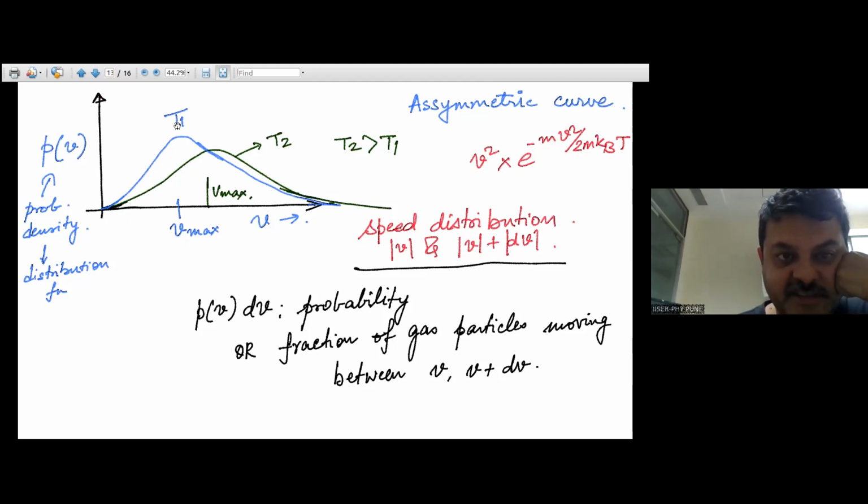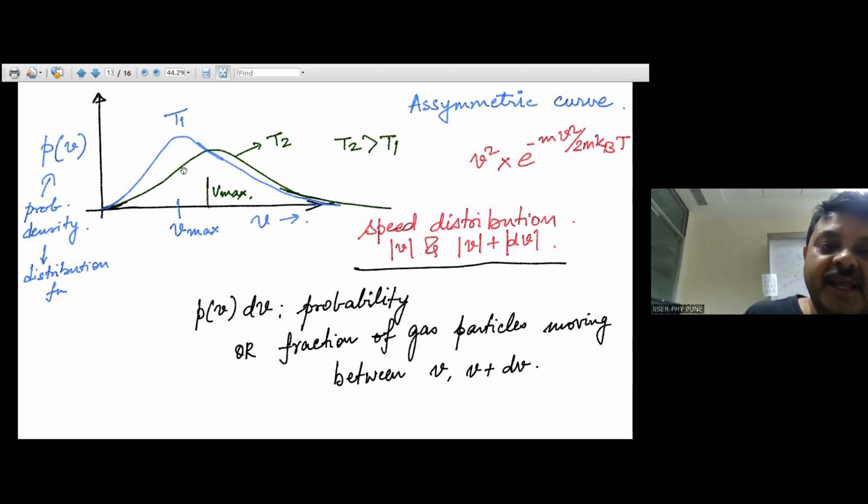Let's call that V max. Now, at a higher temperature, if T2 is greater than T1, this entire distribution is going to shift to higher speeds. Moreover, the highest velocities that it can access are larger, because it is at a higher temperature and can take more energy from the system. Thereby, it will also be more spread out.